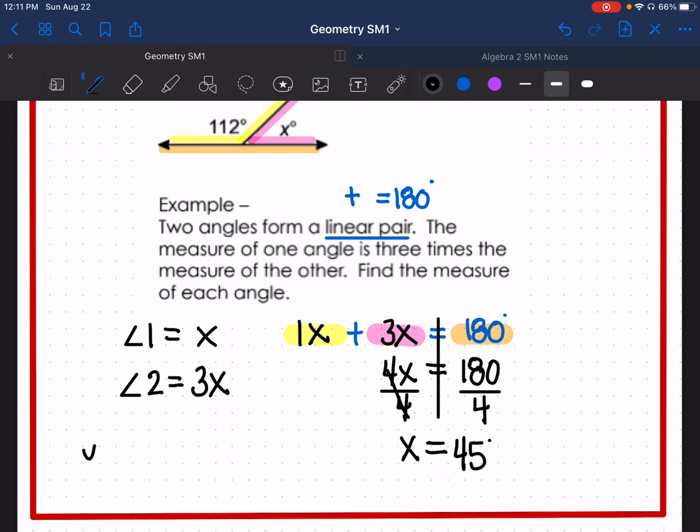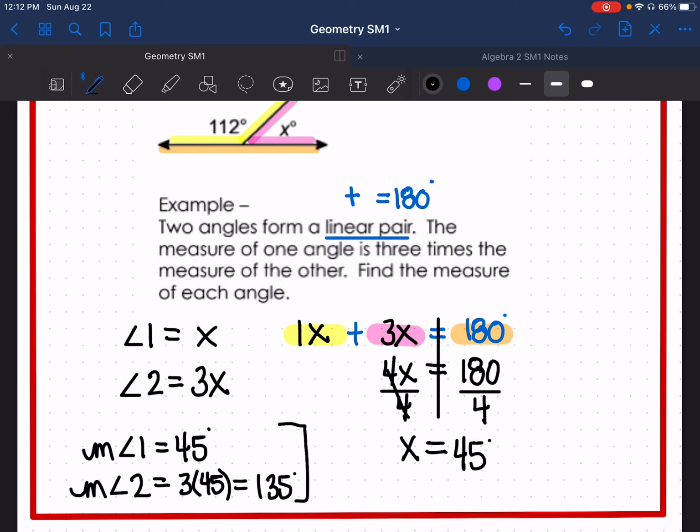So if I come back over here, I could say the measure of angle 1 equals 45 degrees. And to find the measure of angle 2, I'm just simply going to multiply 3 times 45, which gives me 135 degrees. These would be the answers to the question. Let's box them in.